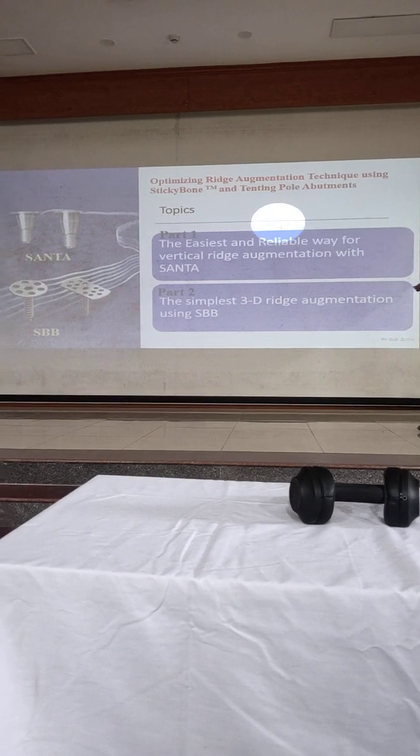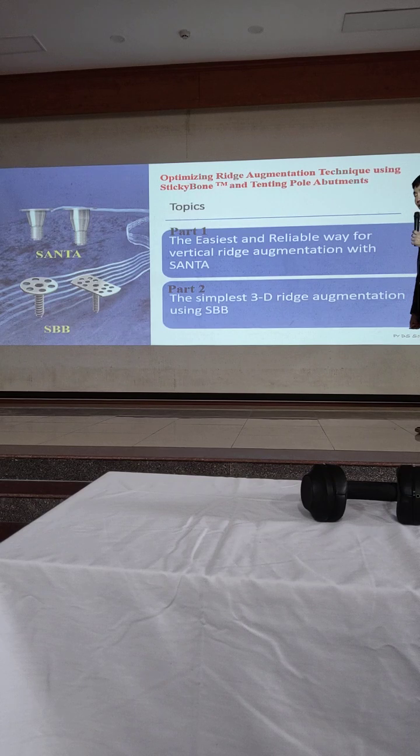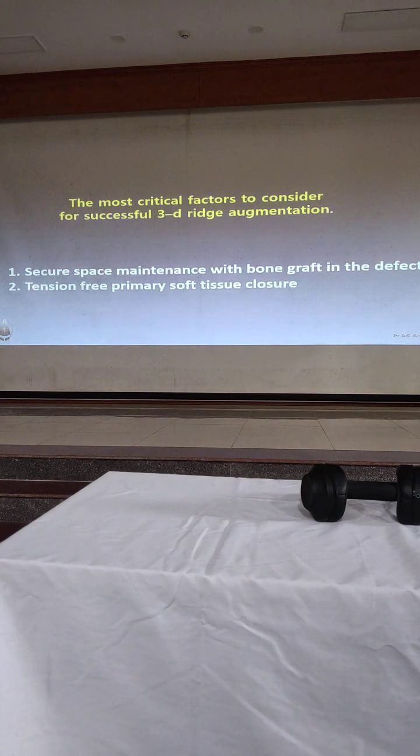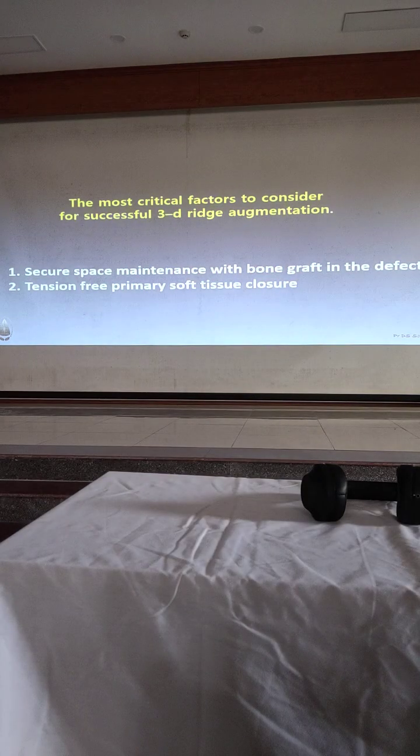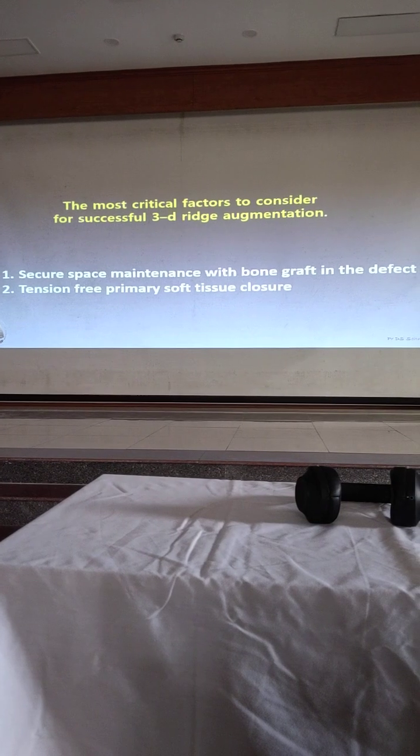and reliable way for body participation using part one. In part two, I'd like to talk about the simplest three-dimensional user communication using form builder. What are the critical factors for successful three-dimensional user communication?